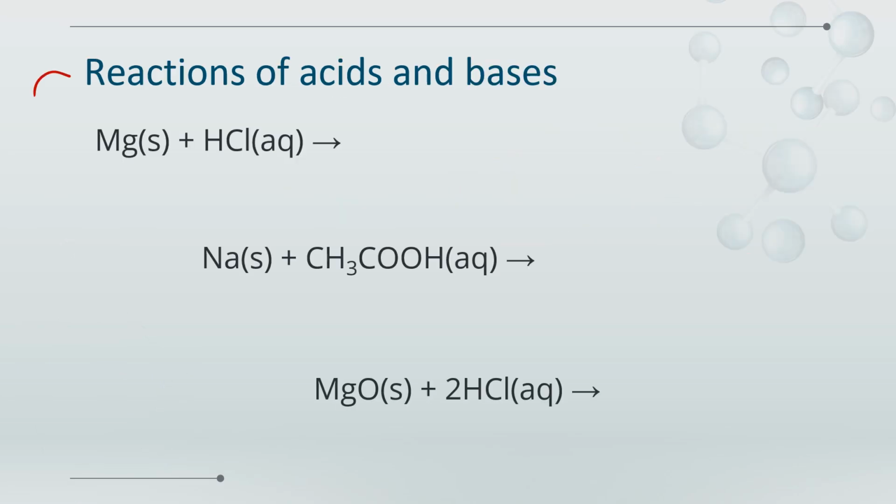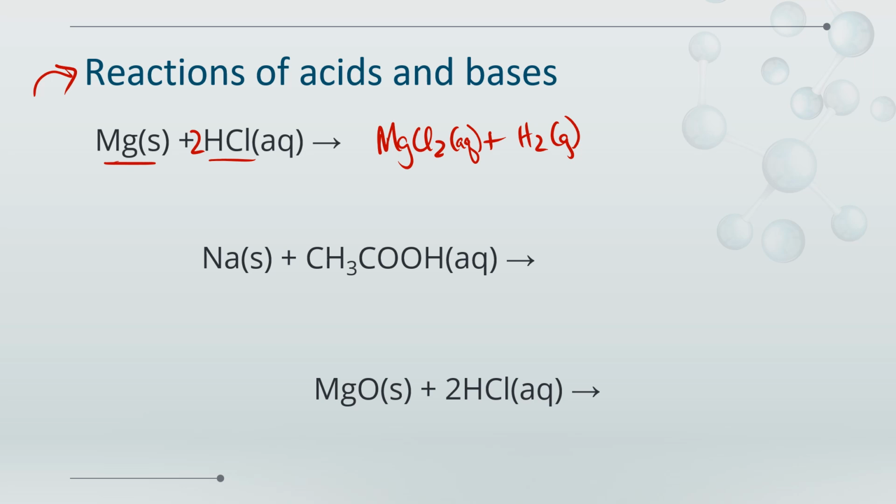Let's talk about some of the chemical reactions that acids and bases are involved in. If we have a metal and an acid, like magnesium and hydrochloric acid, we're going to end up with some kind of salt. In this case, it happens to be magnesium chloride and some hydrogen gas. It's a gas. This salt is dissolvable in water, so we're going to call it aqueous. To balance this, I simply need 2 hydrogen chlorides.